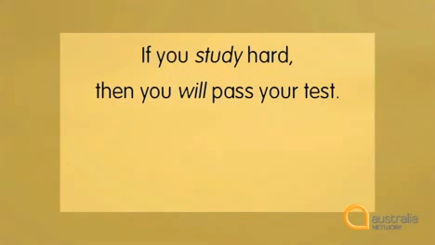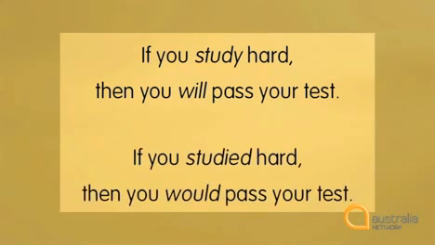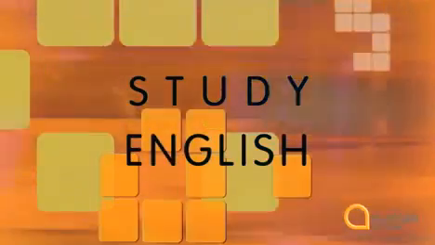If you study hard, then you will pass your test. If you studied hard, then you would pass your test. In the first example, it's a bit like making a useful suggestion. The second sentence is less definite and less polite. It suggests that the person doesn't study hard now. So that's two ways of making the conditional tense. How to say that one thing will happen or might happen if something else happens. There are other forms of the conditional tense too. If you learn them, then your English will improve.